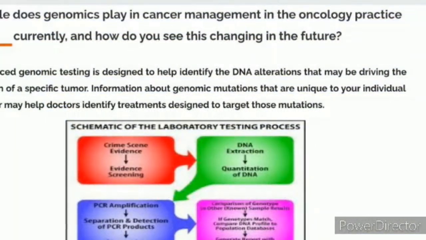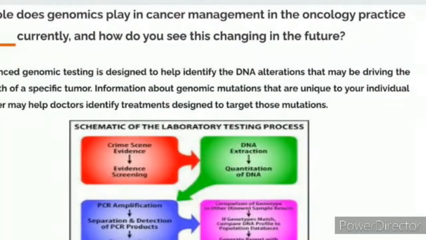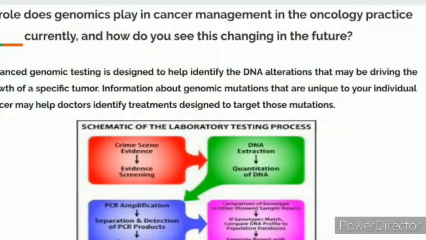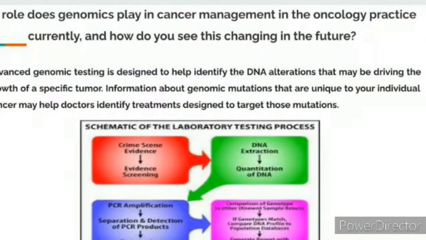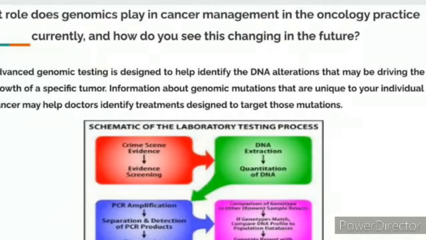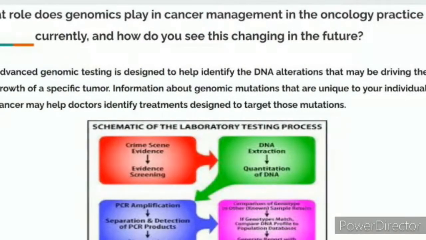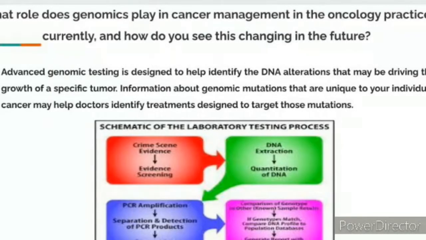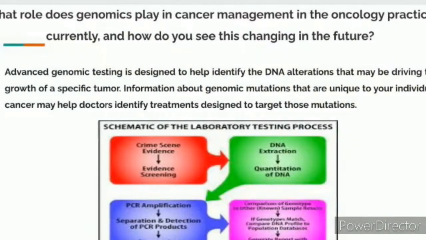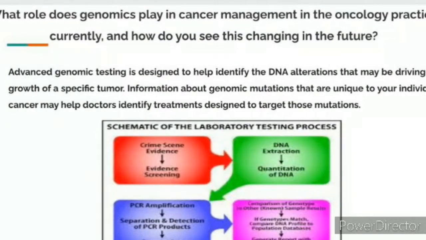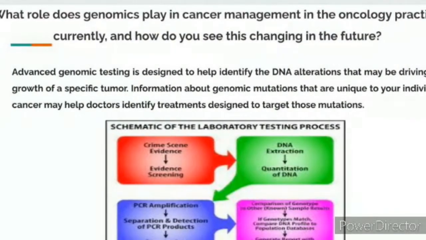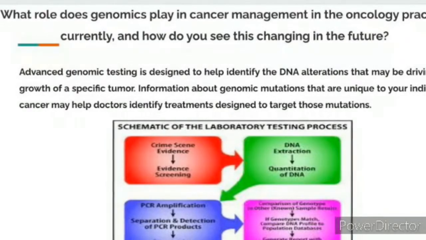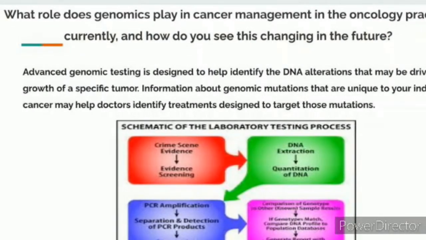What role does genomics play in cancer management in oncology practice currently, and how do you see these changes in the future? In my humble opinion, I think that it is very, very good because genomic testing is designed to help us detect the DNA changes that could develop in the future and start to grow in a specific tumor. These mutations are unique for each individual and help us, as doctors, to identify the treatment and to design a very specific treatment to target this mutation in the DNA that develops this type of cancer.